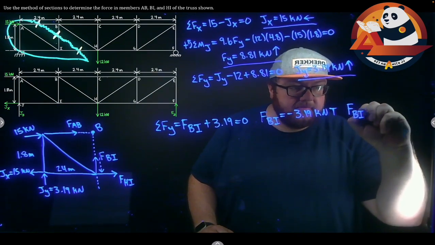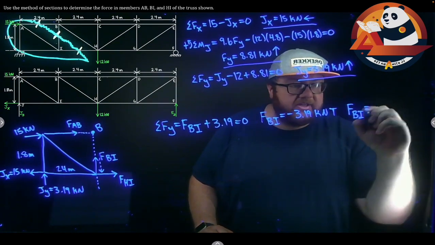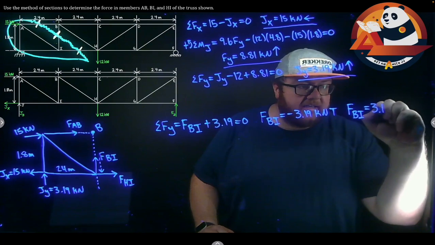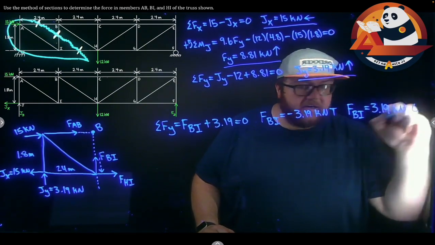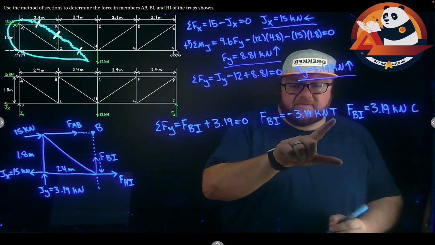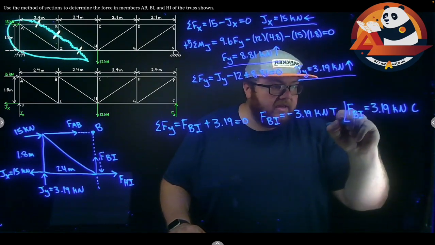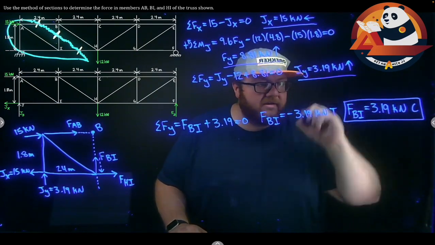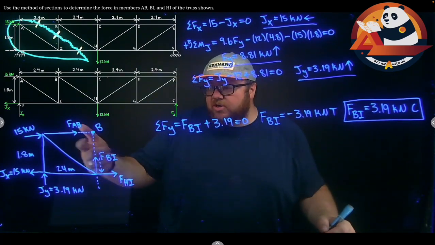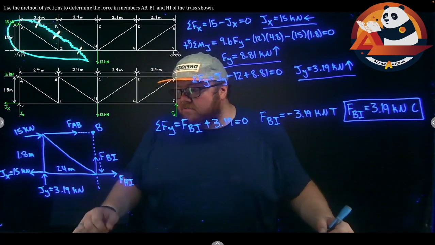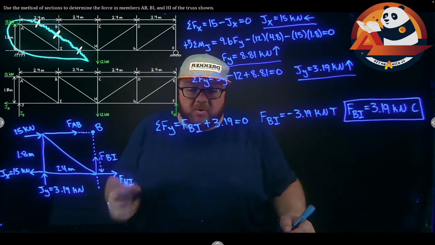FBI is really a negative in tension, which is the same thing as a positive 3.19 kilonewtons in compression. So we drop that negative and change the T to a C. And that's going to be our first answer for the problem. Our next piece, I still have two unknowns in the x direction, so I'm going to have to do moments. I'm actually going to tackle moments twice for this.